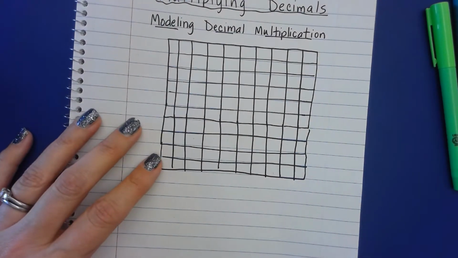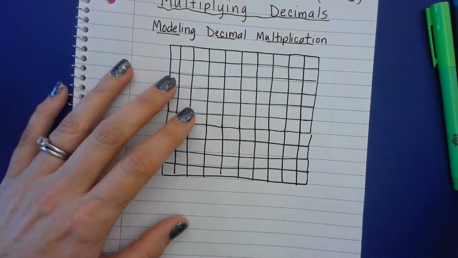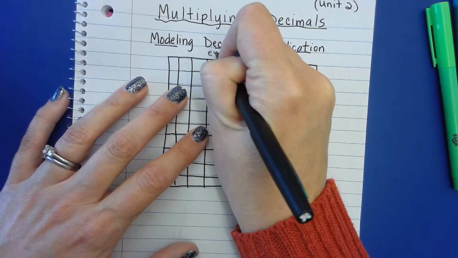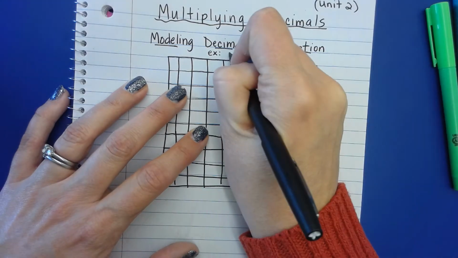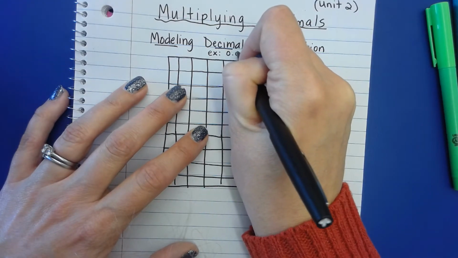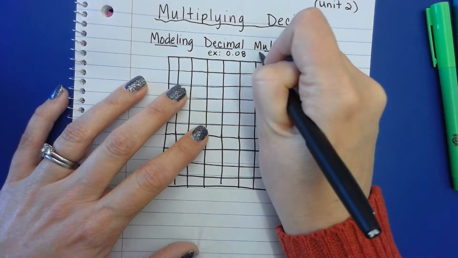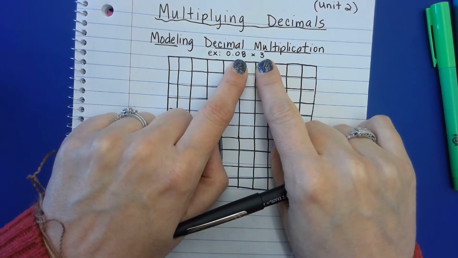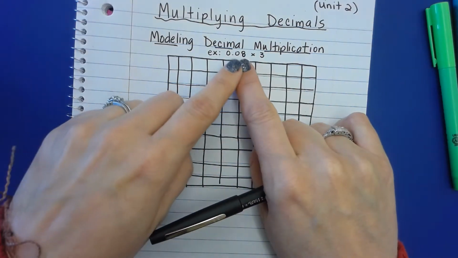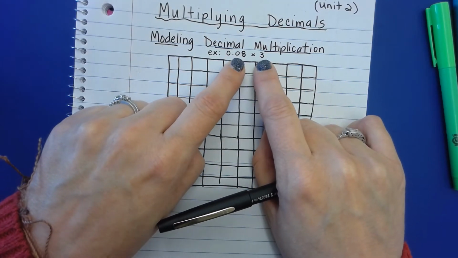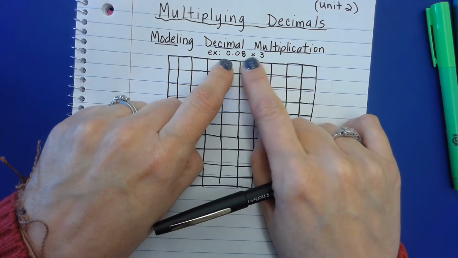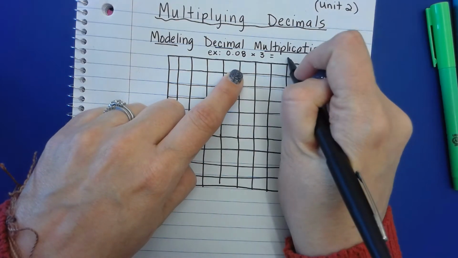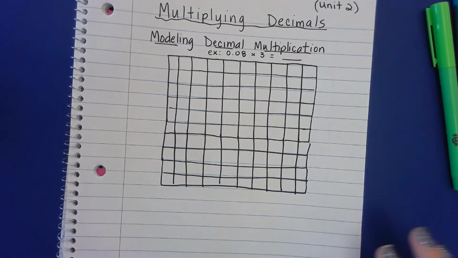So I want to model with you. Here's our example. Let's model 8 hundredths times 3. And we're going to model what the product is going to be. So remember, when you're multiplying, these numbers here are called factors. Factor, factor. Let's figure out what the product would be. Factor, factor, product.